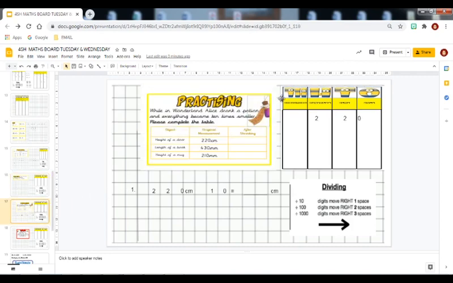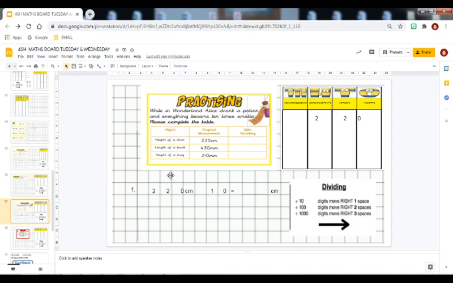Hello again. So your final practicing, and it says, while in Wonderland, Alice drank a potion and everything became 10 times smaller. Please complete the table. As you will not have the table, I would like you to represent it, please, on your sheet of paper that you have, or in your book if you're using your books in class. And I've already completed or had a go at representing the first one to the expectation of the layout I would like.